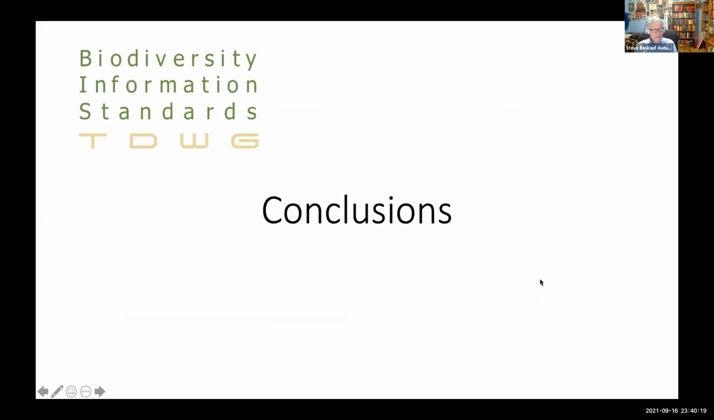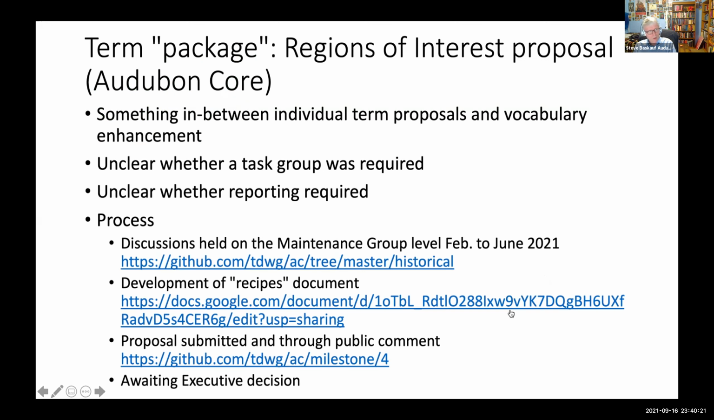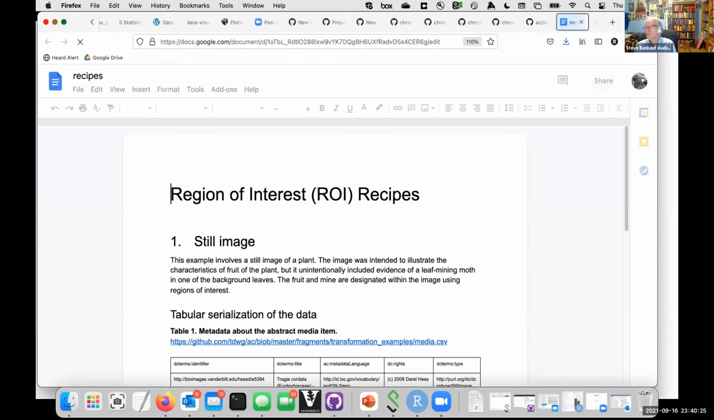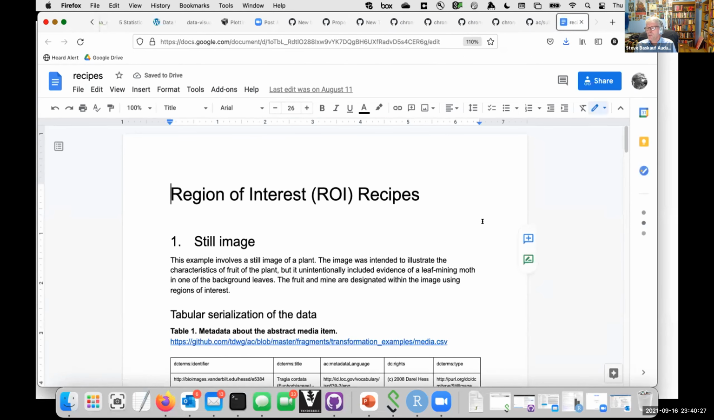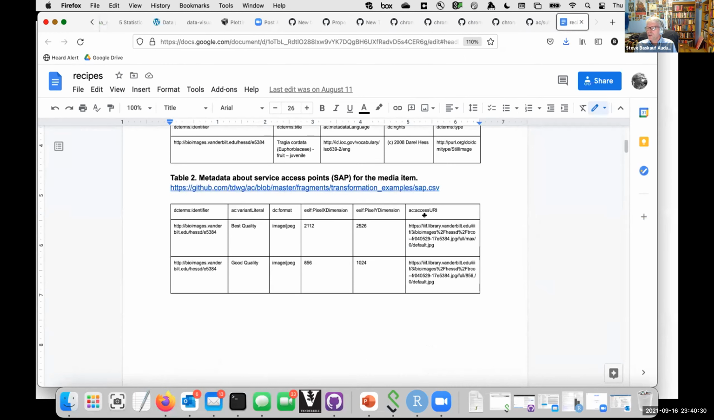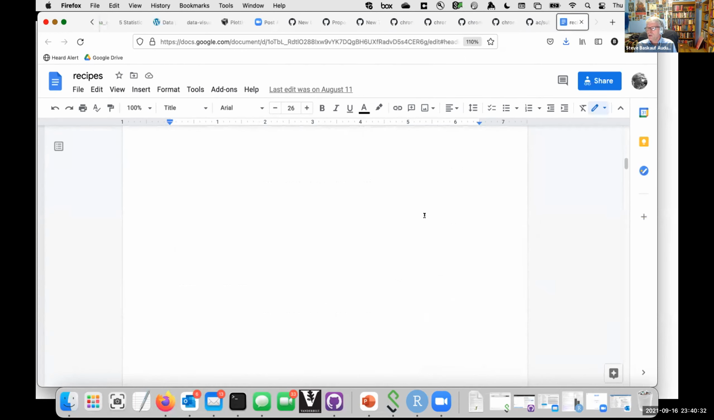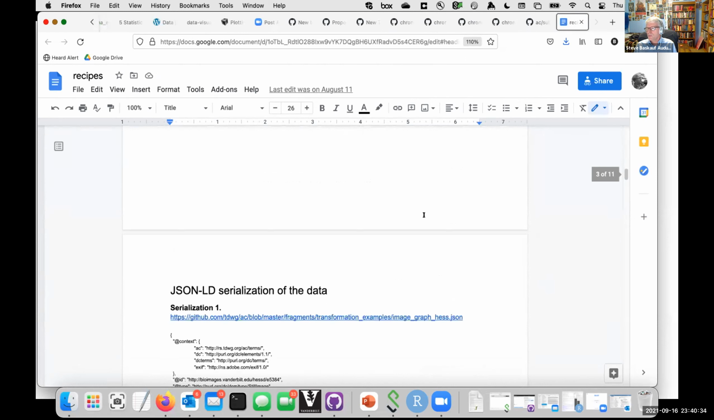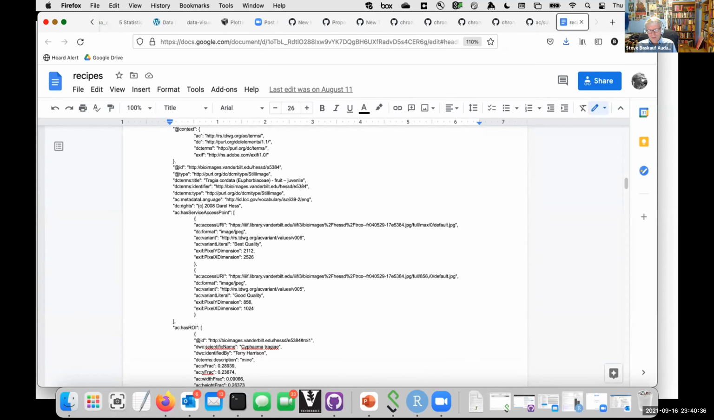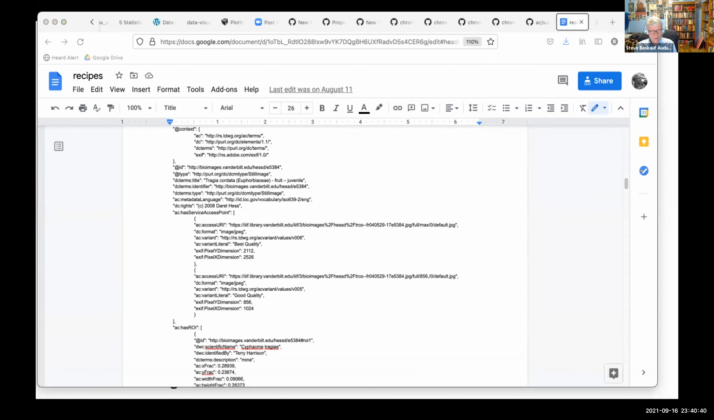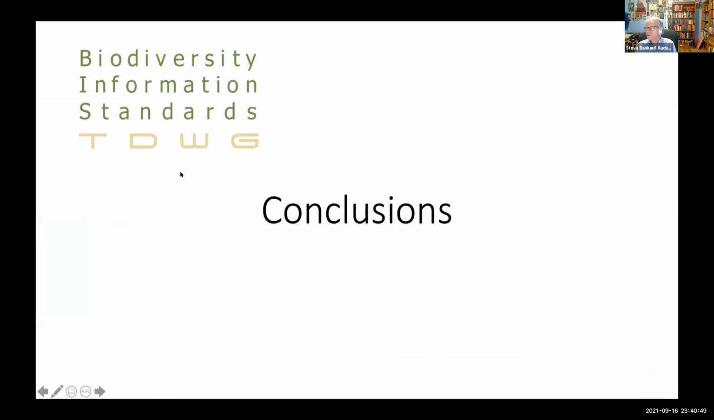And so one of the things that we did, which was not quite a full one of these reports, but a new experimental thing, which we called a recipe, basically shows people how you can use these sets of terms with each other. This is not a document that's intended to be a part of the standard. It's really just an informative thing. So that has gone through public comment, and we are waiting for an executive decision on that proposal.